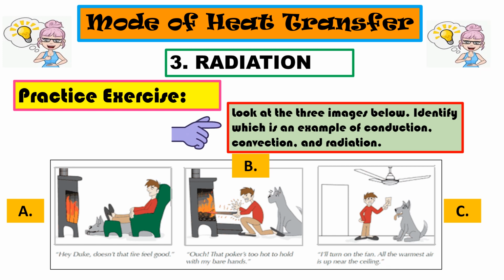Tapos ito namang letter B, meron siyang wood. Sinunog niya yung wood dun sa kanyang fire. And then, si letter C, turn on the fan and the warmest air is up near the ceiling. So, nung turn off niya yung fan, yung init ay nandun sa taas. And then, eventually, kapag umikot na, medyo lumalamig na sa ibaba.